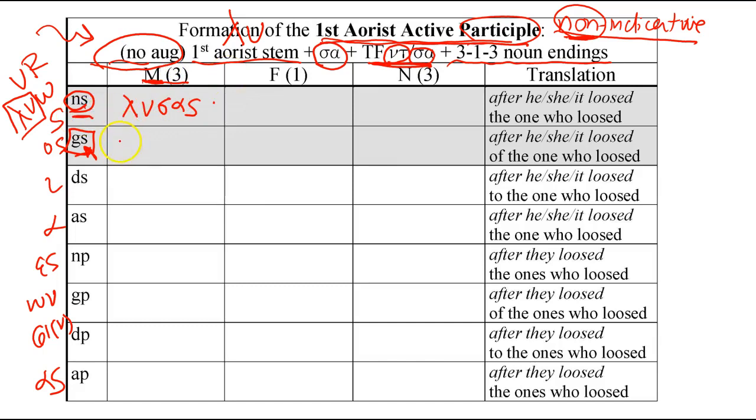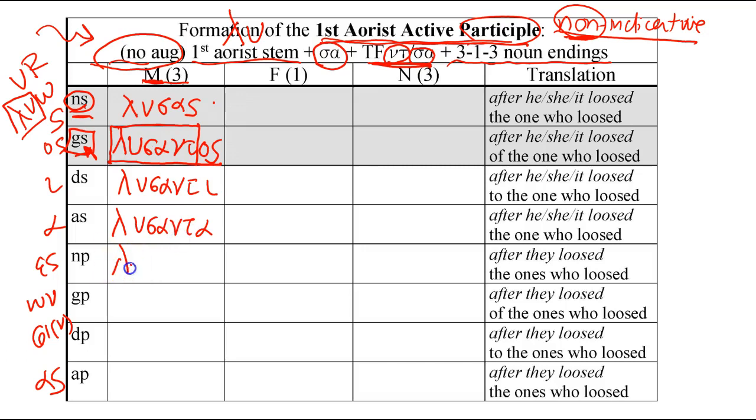But for the genitive, we'll be able to see the stem for the rest of the paradigm. So there's no augment. You take the verbal root lu, you add the sa tense formative, the nu tau, and since the genitive is singular, you add os. And so lusantos is where we see the stem that we'll be using for the rest of the paradigm, this lusant. So the dative is lusanti. The accusative singular is lusanta. The nominative plural is lusantes.